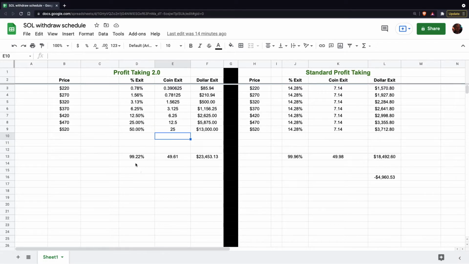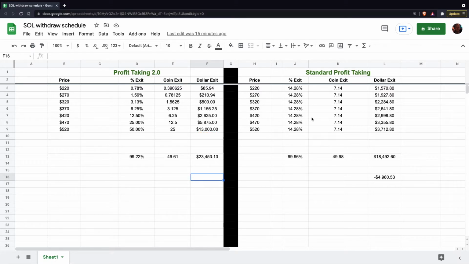So these are the totals down here. As you can see, it's close to 100%. We start out with 50 coins, remember, and the sum here is 49.61, so very close to all the coins. And your total exit would be $23,400 here. And that's the total here.